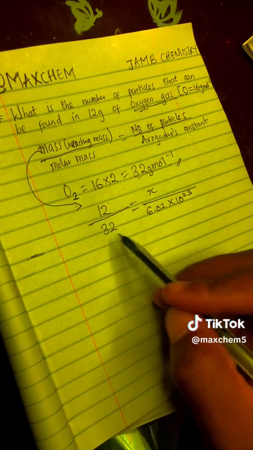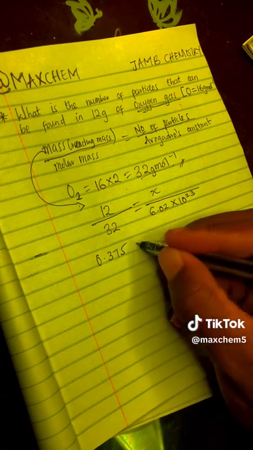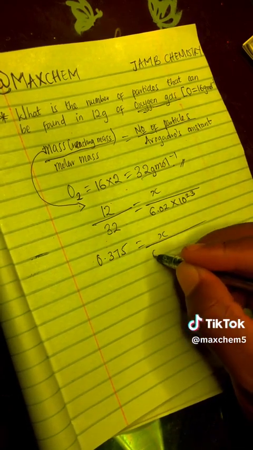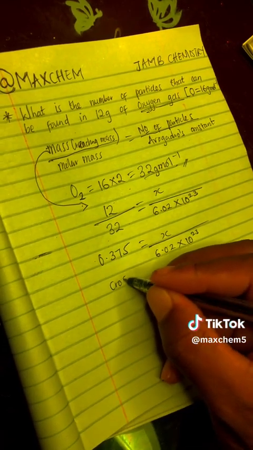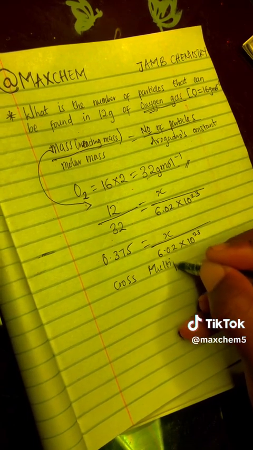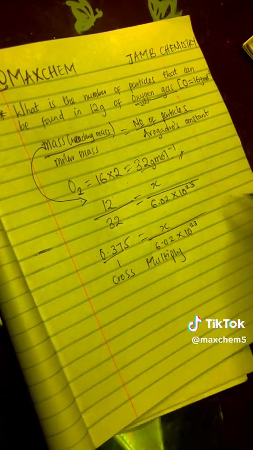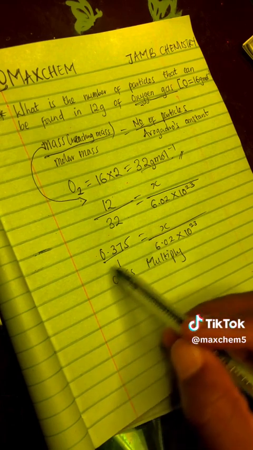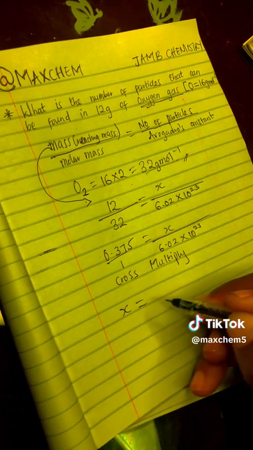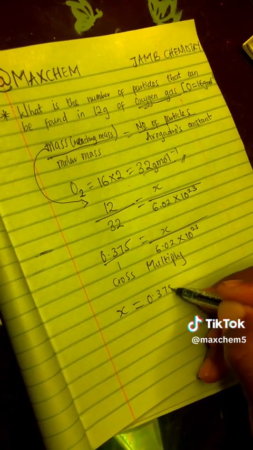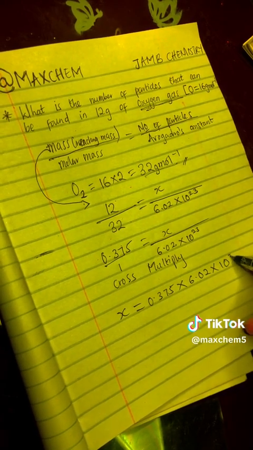So now 12 divided by 32, you can punch your calculator. That should give you 0.375 is equal to X all over 6.02 times 10 raised to power 23. What do we do here? We cross multiply. When you cross multiply, X is going to be multiplied by 1, while you are going to have 0.375 times 6.02 times 10 raised to power 23. So you are going to have X on one side equal to 0.375 times 6.02 times 10 raised to power 23.